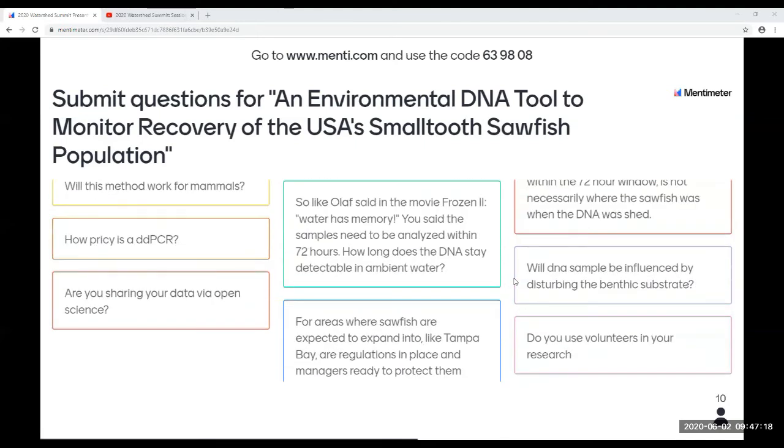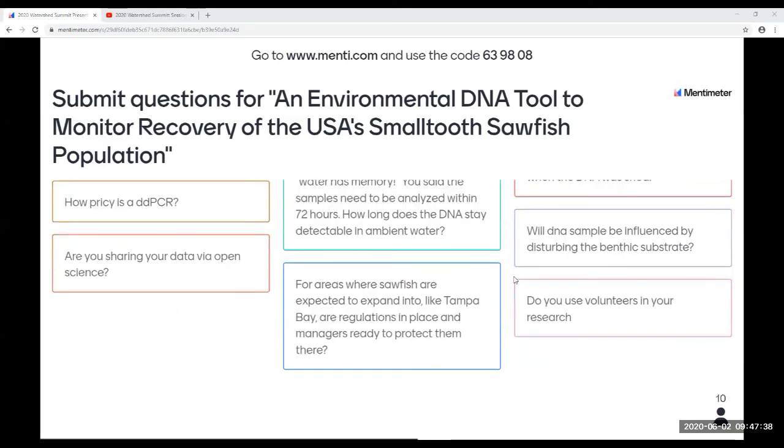Will the DNA sample be influenced by disturbing the benthic substrate? No, it won't, because when we pull up to a sample site, we measure the depth and then we drop the sampler accordingly. So it's not touching the bottom, it's just hovering right over it. And then, do you use volunteers in your research? During a normal sampling year for the Florida Fish and Wildlife, we do take on volunteers, and we'd love if anyone would like to contact us, come and email us. We can get you set up during normal times.